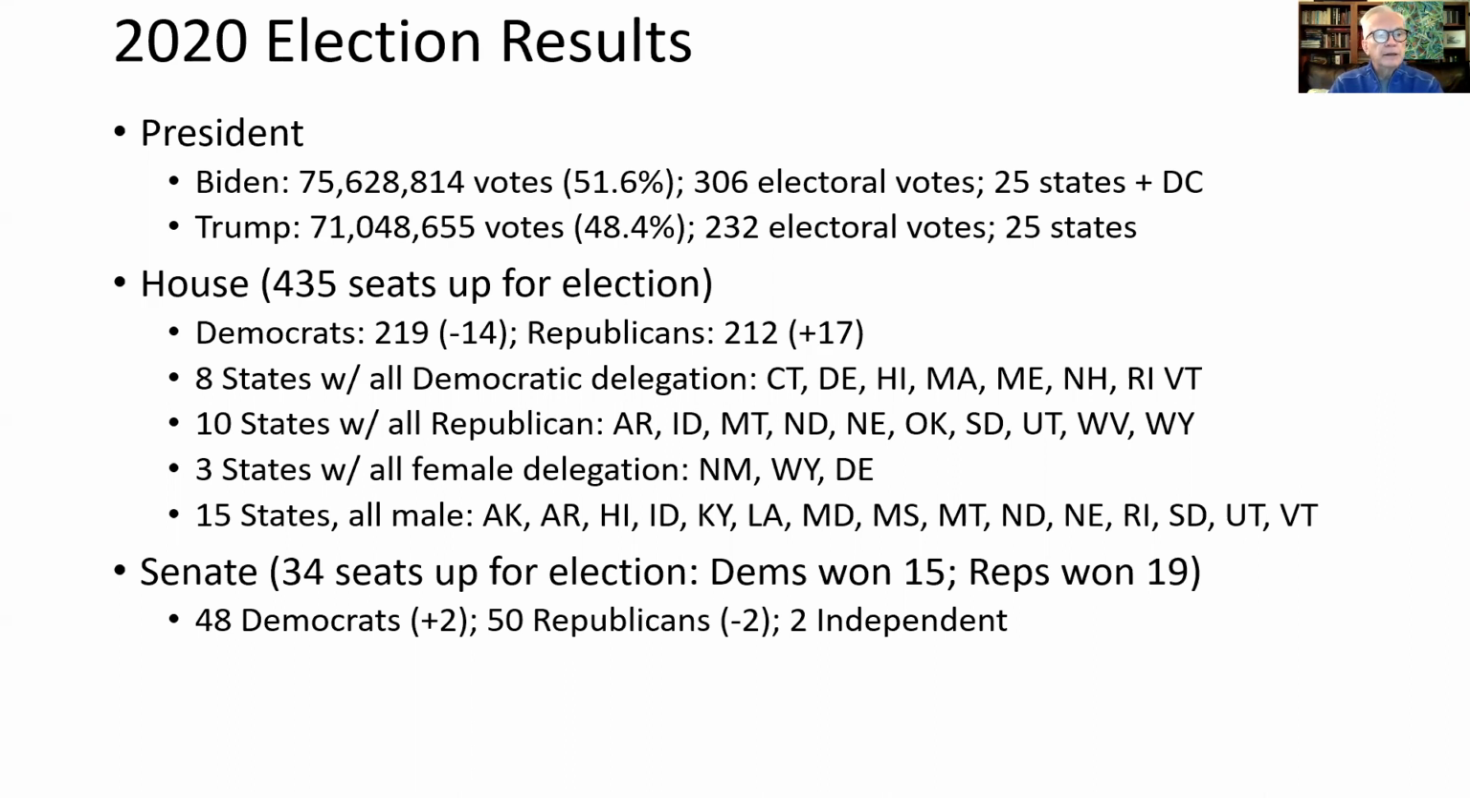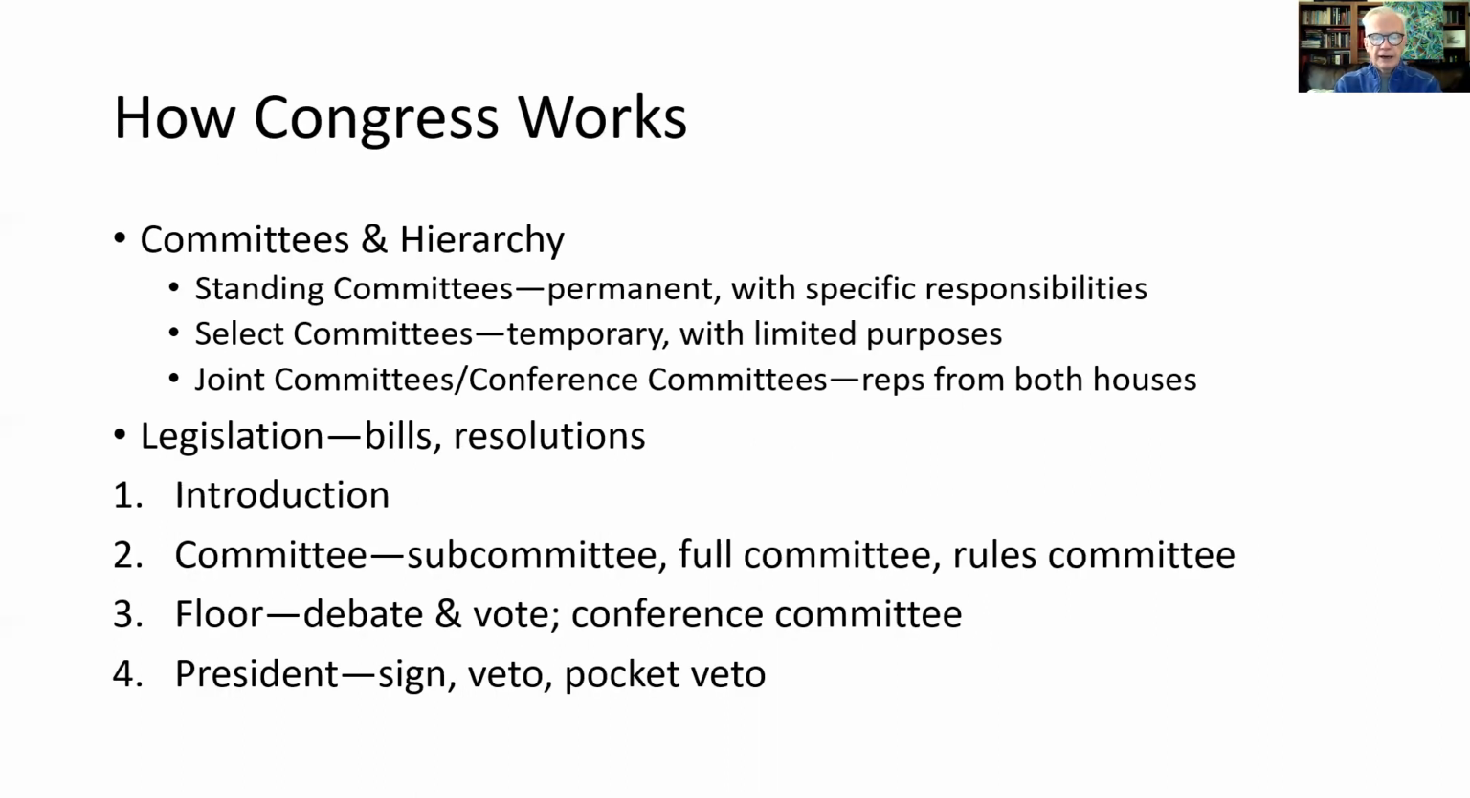In the House, in the 2020 election, the Democrats actually lost seats, so that while Biden won the election as president as a Democrat, the Democrats didn't do so well in Congress. They lost seats in the House, meaning that their majority considerably narrowed. In the Senate, there were 34 seats up for election. Democrats won 15 of them, Republicans won 19. So the Republicans actually picked up seats in the Senate as well. As a result, you end up with a very narrow margin of majority for the Democrats in the House, and almost no majority in the Senate.